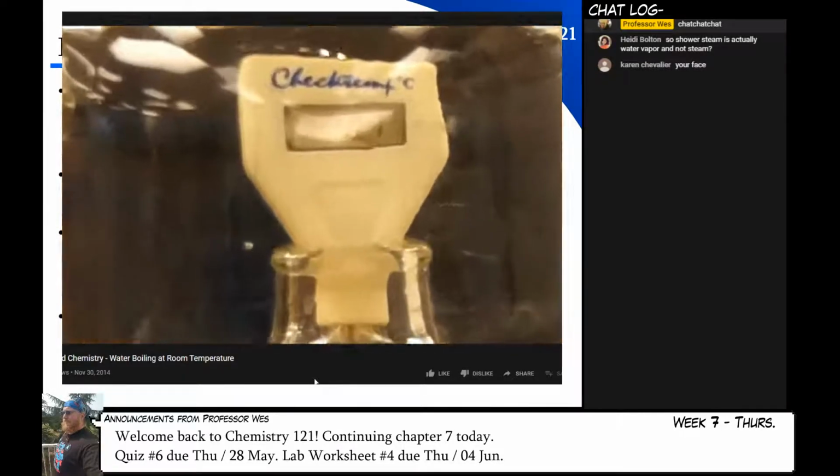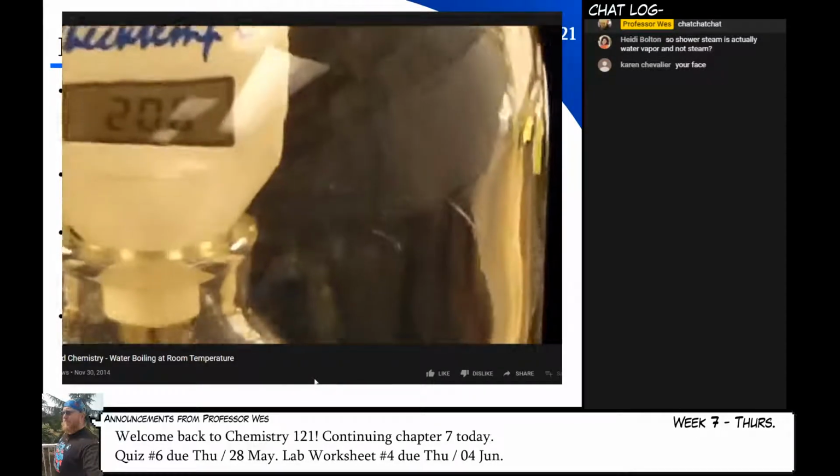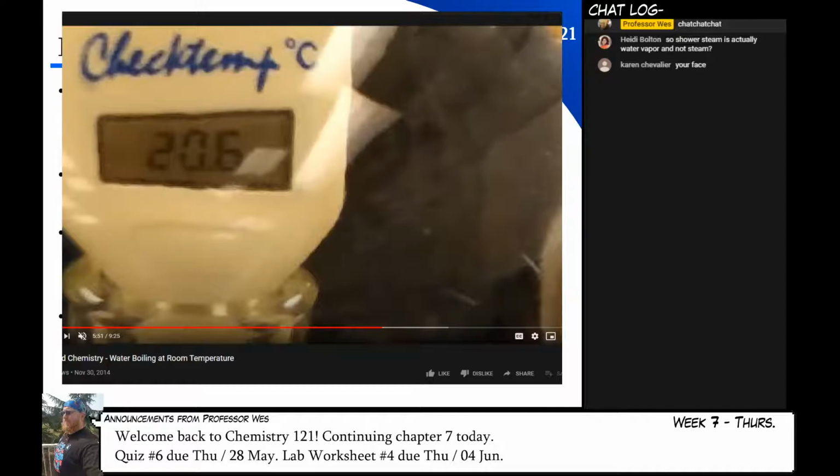And there's glare in the way, unfortunately, so he's got to move the camera here. But you can see that the temperature actually went down. Why did the water get colder when it was boiling? I'll give you a hint. We talked about this at the very start of today's lecture. Why did the water get colder when it was boiling?